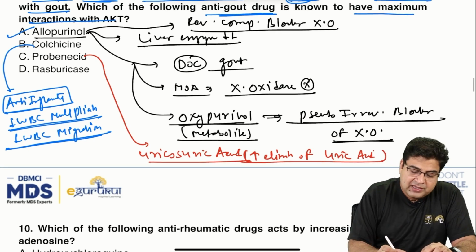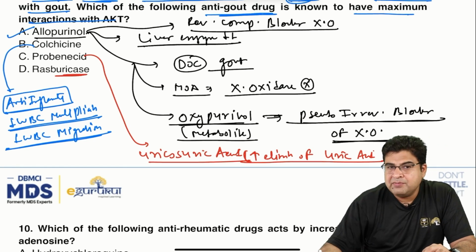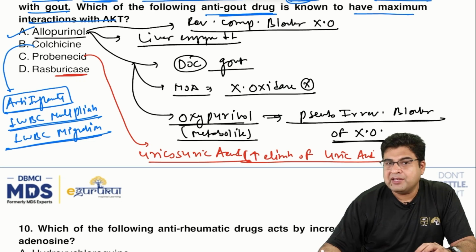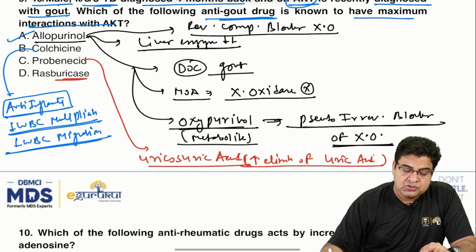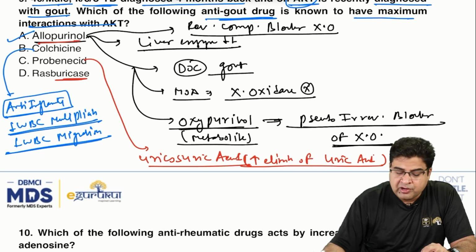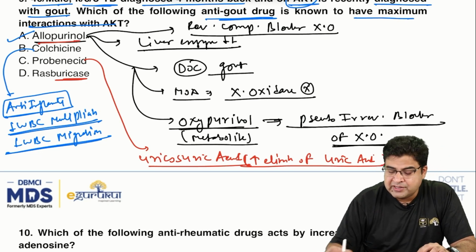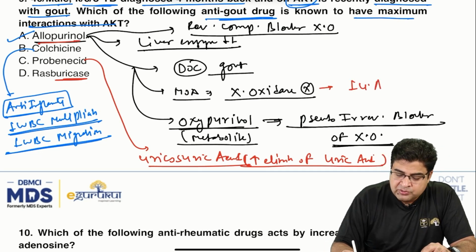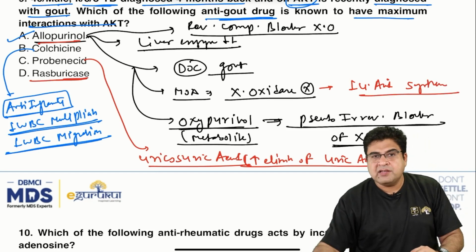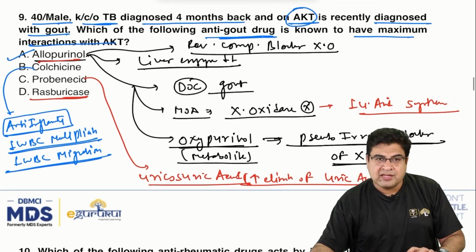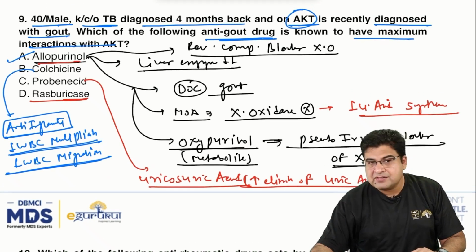Now rasburicase is an artificial uricase enzyme. This will start the metabolism of uric acid, resulting in increased metabolism of uric acid. So allopurinol is overall the drug of choice for gout. It is a xanthine oxidase inhibitor and hence inhibits uric acid synthesis. So this is a uric acid synthesis inhibitor, but rasburicase is a medicine that will induce the metabolism of uric acid. So question number 9, answer is A.